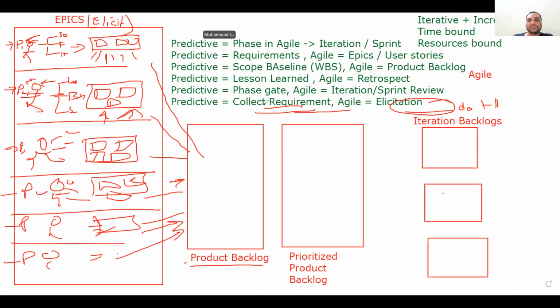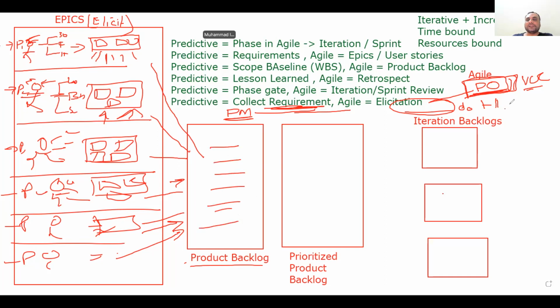In collect requirements, who is responsible? Project team? Project manager? For elicitation, the role is called the product owner. The product owner is the voice of the customer. I will detail it a lot, but the product owner is the person responsible for elicitation and collecting the requirements. He collects them with the help of the team and brings all the requirements and throws them here, unorganized.